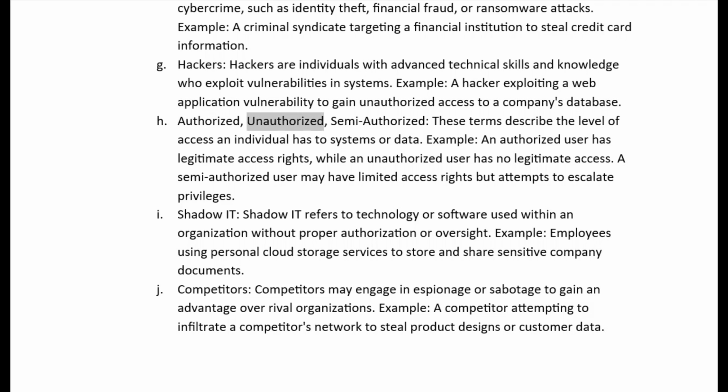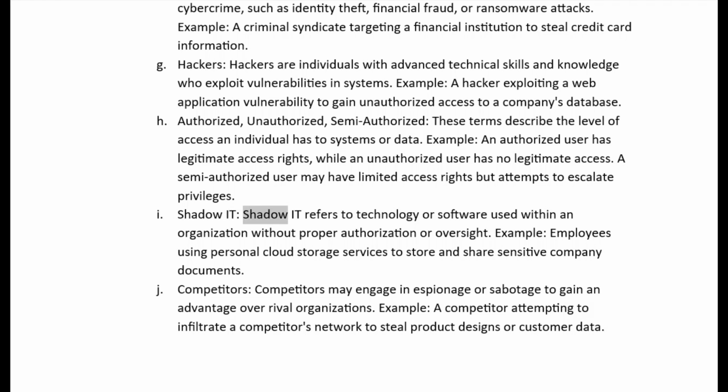Authorized, unauthorized, semi-authorized: these terms describe the level of access an individual has to systems or data. Example: an authorized user has legitimate access rights, while an unauthorized user has no legitimate access. A semi-authorized user may have limited access rights but attempts to escalate privileges.